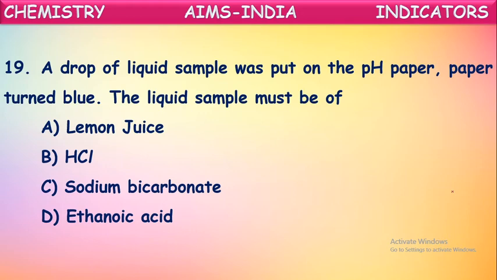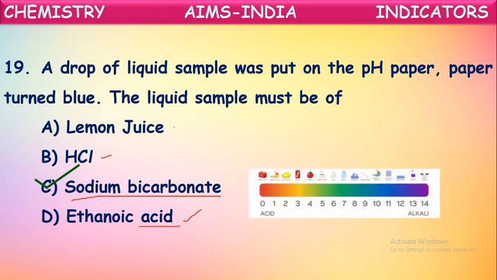See the solutions given in the options. Out of these, which is basic? We know lemon juice is acidic in nature. Hydrochloric acid is also an acid. Ethanoic acid, in the name itself, is also an acid. Now sodium bicarbonate is one of the basic substances. Its solution gives blue color to the pH paper. So it is the correct answer.